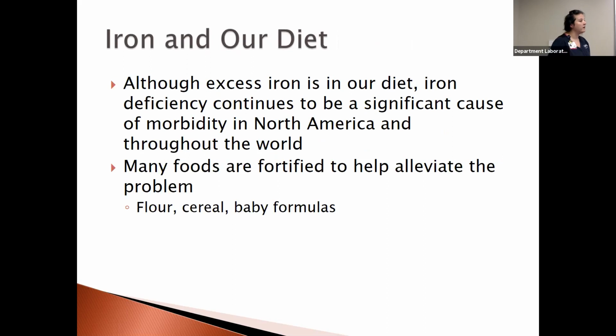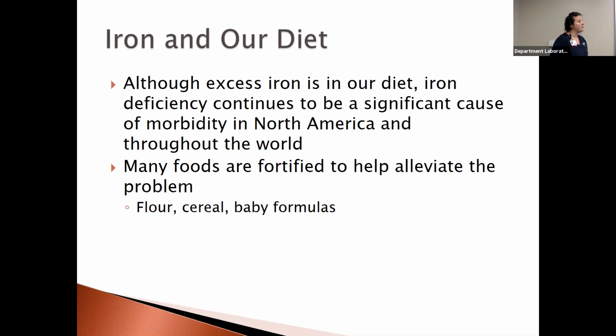If you think about what we normally eat on a daily basis, even though our diet contains a lot of excess iron, our body is not absorbing all of it. It only absorbs what it needs. But given that, iron deficiency anemia is still a prominent problem in North America. It is one of our most common anemias, and it's throughout the world too. If you think about third world countries where they don't have access to a healthy diet, iron deficiency is a huge concern for them as well.